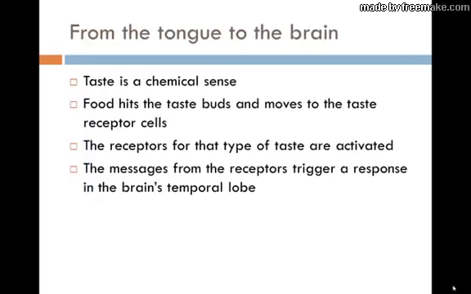The way that sensory information gets from your tongue to your brain to be perceived: first of all, taste is a chemical sense. So it's different from the other senses we've talked about in that it's a chemical reaction. Food hits the taste buds and then moves to the taste receptor cells. The receptor cells for that type of taste are activated, so you have particular receptor cells for particular types of taste. Then the messages from those receptors trigger a response in the brain's temporal lobe.